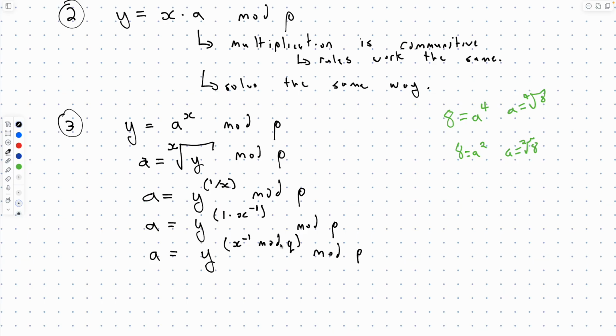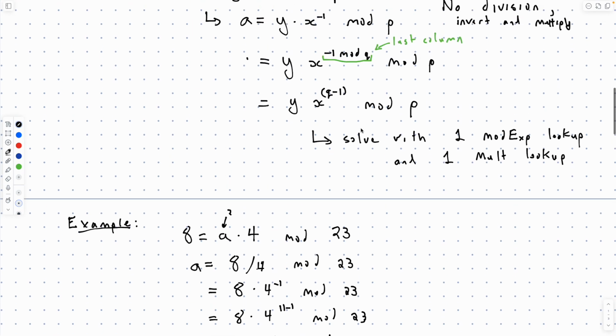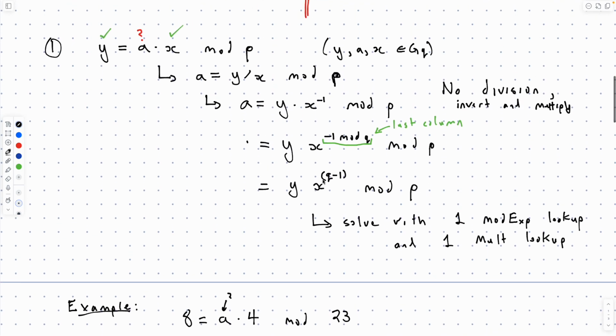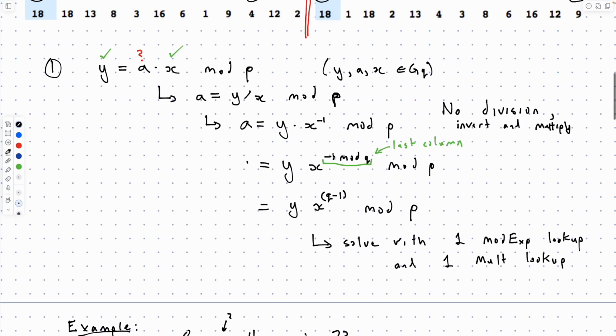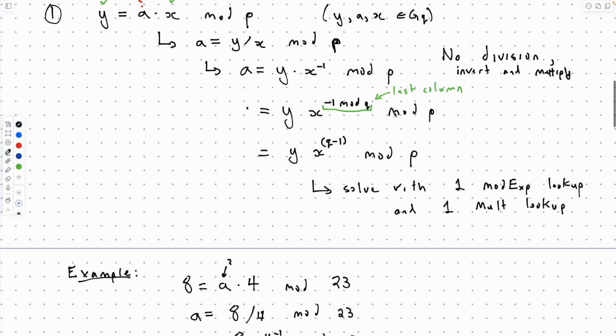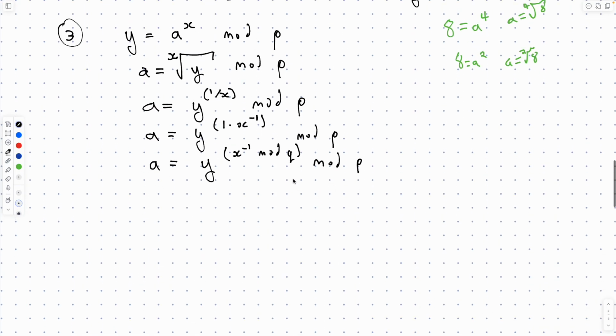Now, is this what we saw before? Not quite what we saw before. What we saw before was I had x to the minus 1 mod q. Is x in the exponent or is it a base? It's a base. So I have a base number to the power of minus 1 in the exponent. So mod p is applying to the x and mod q is applying to the minus 1. Is that the same thing that I have here?